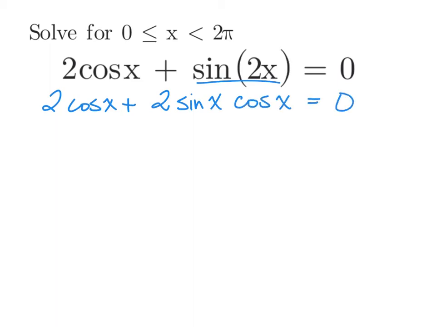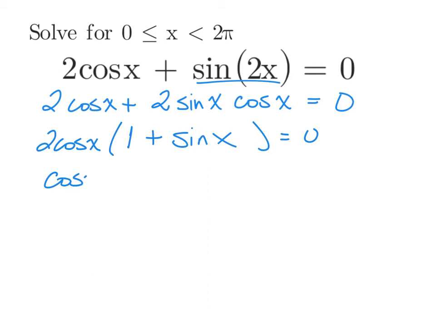Now, even though I don't have everything in terms of sines or in terms of cosines, I do recognize that each term has a 2 cosine in it. So I'm going to factor that 2 cosine of x out. And we'll be left with 1 plus the sine of x. Then from the zero product property, because we're multiplying these things together to equal 0, this is going to mean that either cosine of x is equal to 0 or 1 plus sine of x is equal to 0, which would mean sine of x is equal to -1.